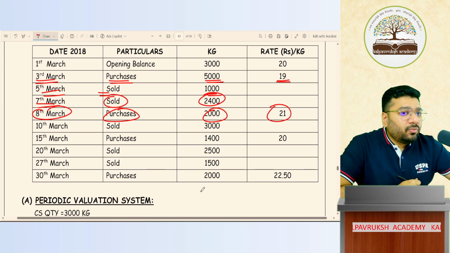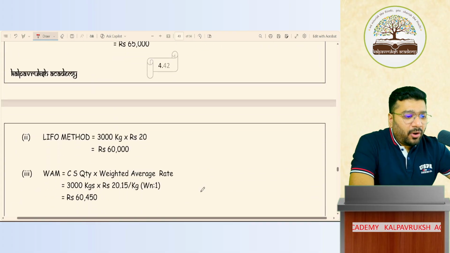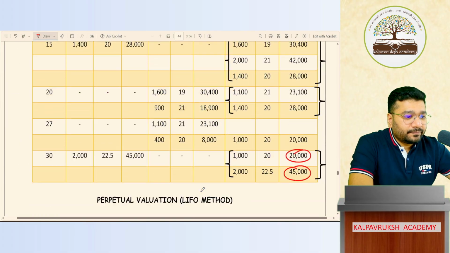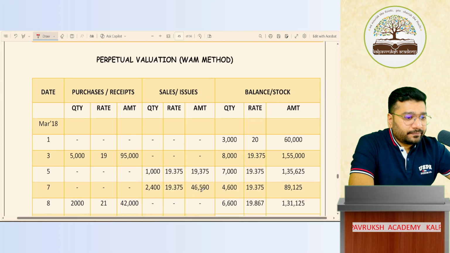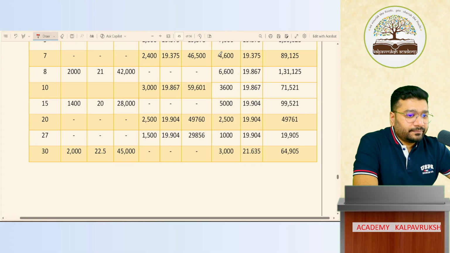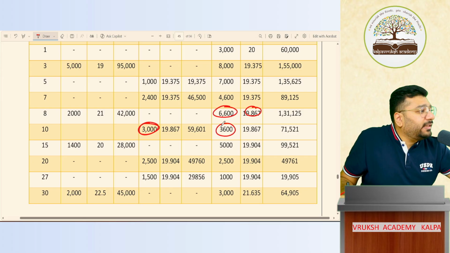Do you want me to complete now, or can I go to the next part? You can take this as homework. This will keep on continuing like this. Weighted average method. What did we get? 19.867. Out of that, 3,000 kg sold. So out of 6,600, 3,000 kg sold means balance is 3,600. 19.867 is the rate.